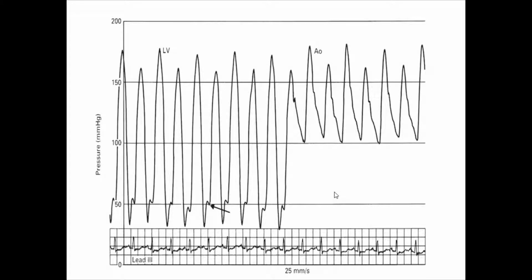We see the LV pressure normally around 120 systolic over 10 diastolic. So LVEDP of 50 is high. Yeah, there is high LVEDP. So we have a diastolic problem most likely.